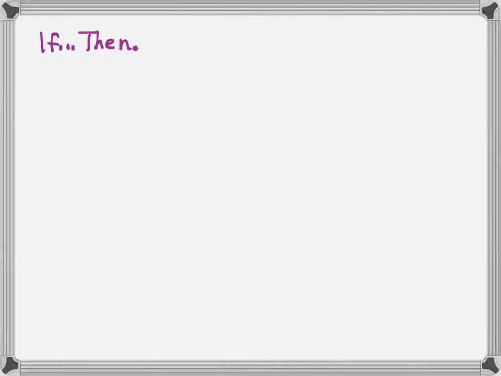Okay? So first of all, the notation for that looks like this. It's got an arrow. So P arrow Q means if P happens, then Q has to follow. I wrote this down anywhere.